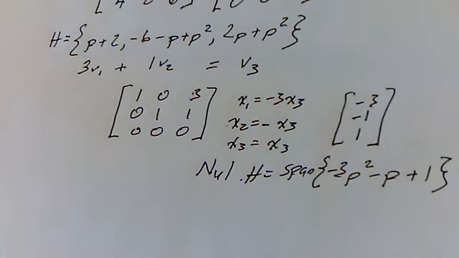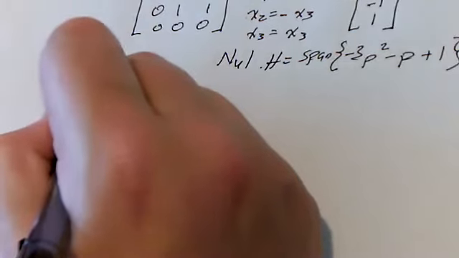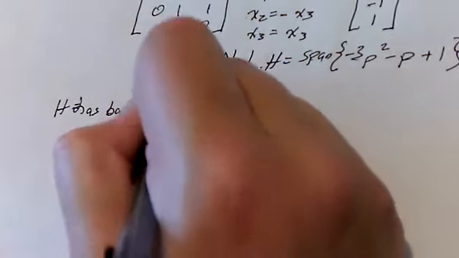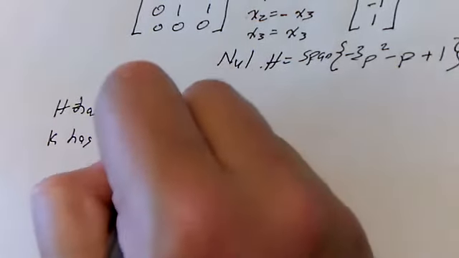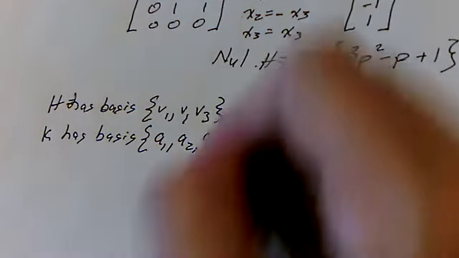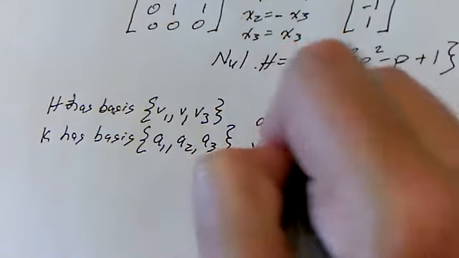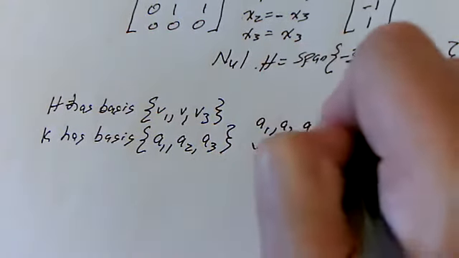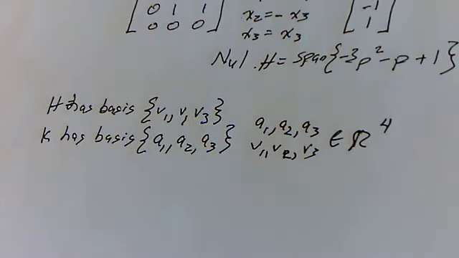Now one more thing. Let me look through my notes and make sure I got everything I wanted to say. Yep, I just see one more thing. If I have two bases, H has basis V1, V2, and V3, and another space K has a basis A1, A2, and A3. A1, A2, A3, as well as V1, V2, V3 are all elements of R4. So these are all four-dimensional vectors. They're vectors that have 4 coordinates.